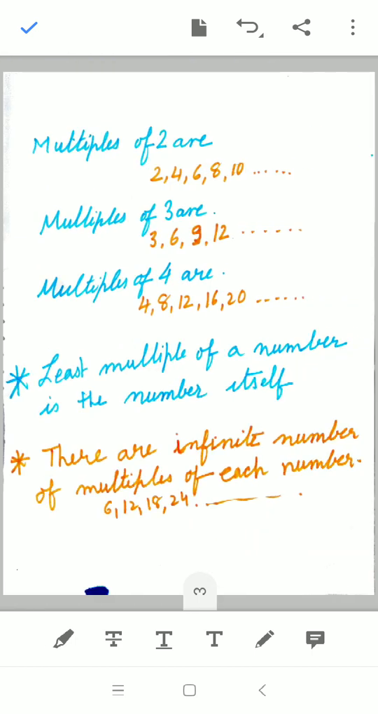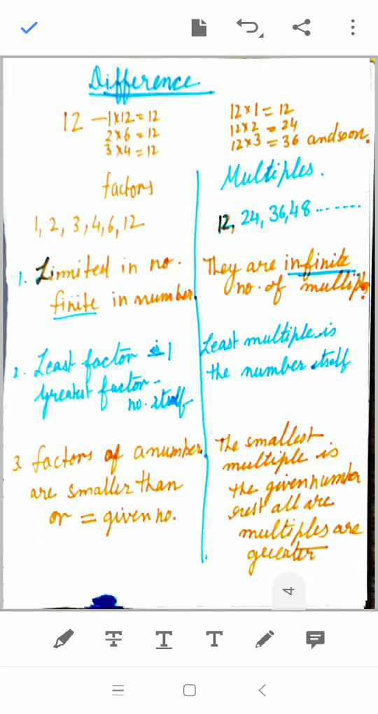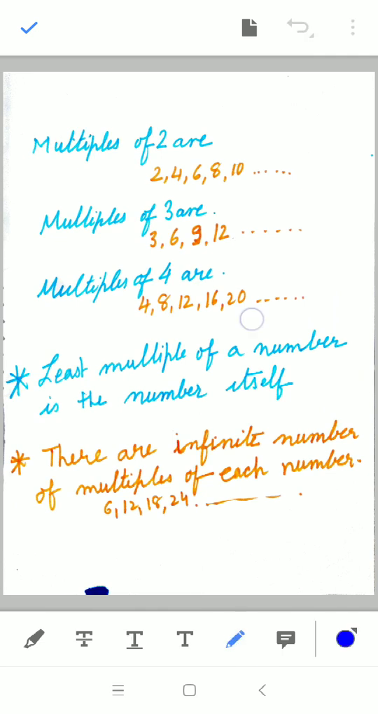Now see a few important properties of multiples. Multiples of 2 are 2, 4, 6, 8, 10, and then dot dot dot, which shows that there are uncountable multiples of 2. Multiples of 3 are 3, 6, 9, 12, dot dot dot. Multiples of 4, you can see the table: 4, 8, 12, 16, 20, and so on. What is the dot showing? The dot is showing there are uncountable multiples of a given number.